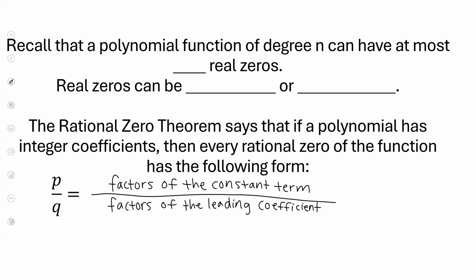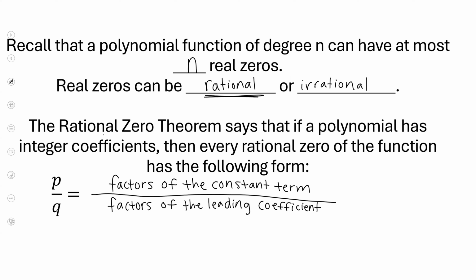Recall that a polynomial function of degree n can have at most n real roots. Real zeros can be rational or irrational. Today, we're going to be talking about rational zeros.